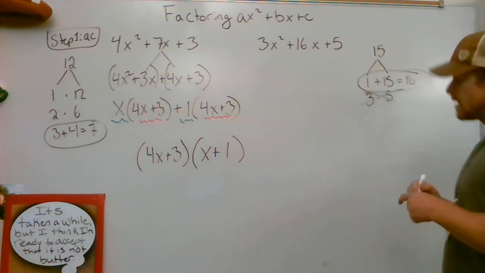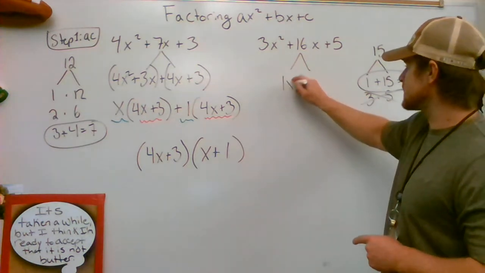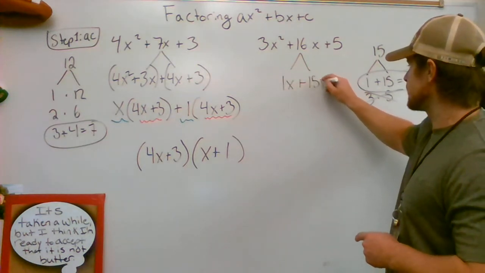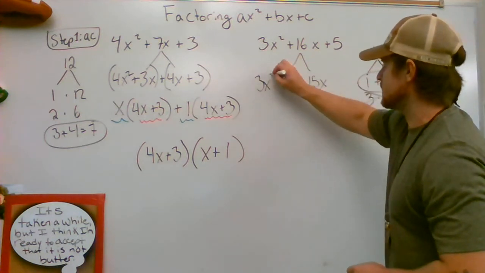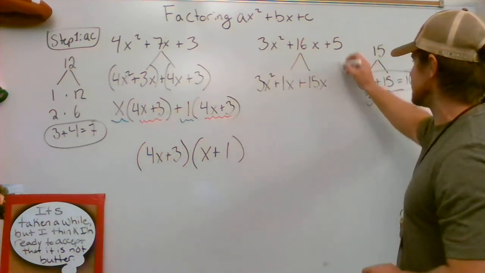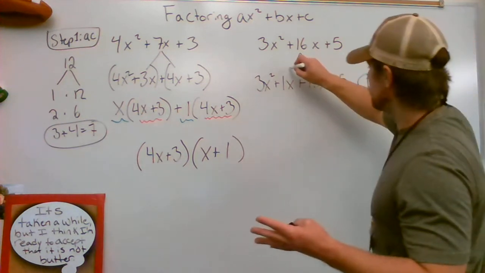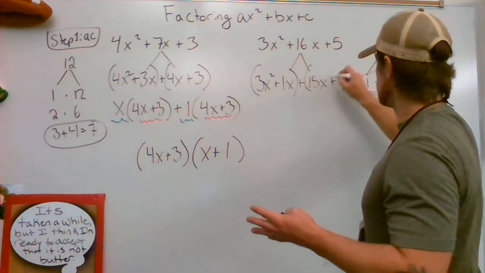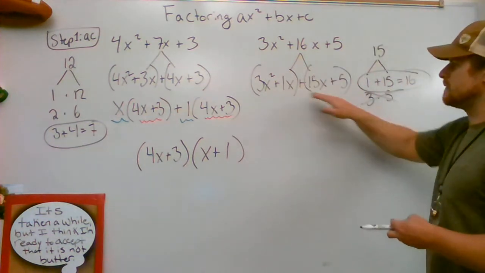Ignore those. I want to write 16x down as two terms. 1x plus 15x. Bring the ends down. And when I say the ends, I'm really just talking about my a term and my c term. Group them. Boom, boom. You're always going to group them as binomials. Find the GCF of each one.